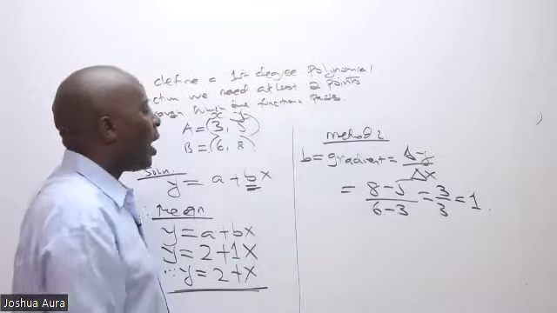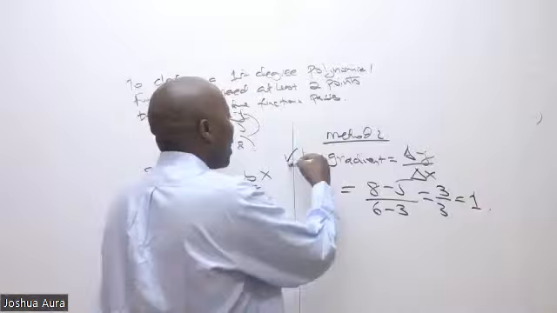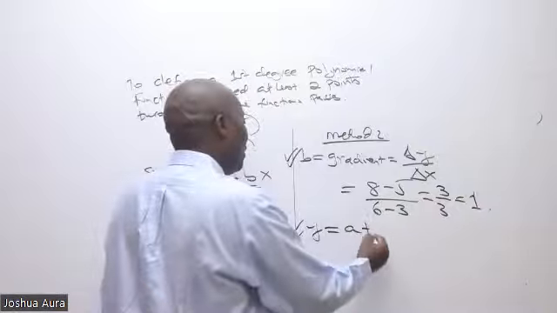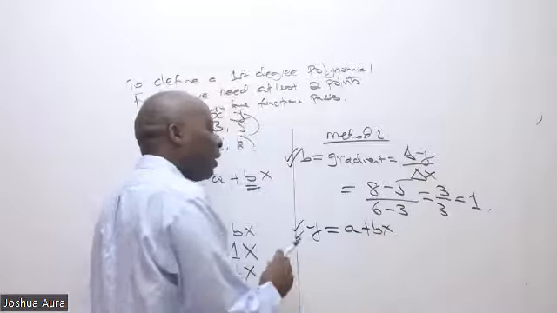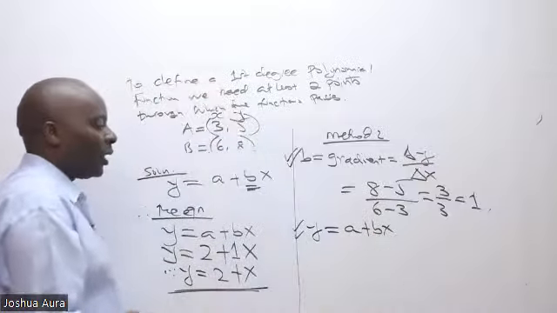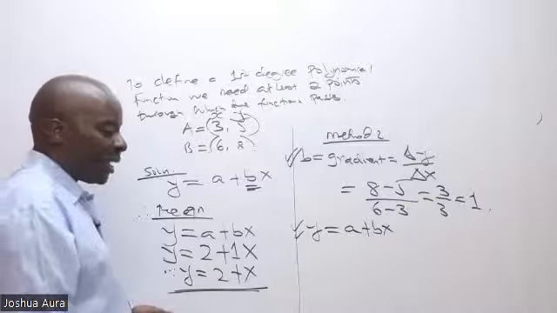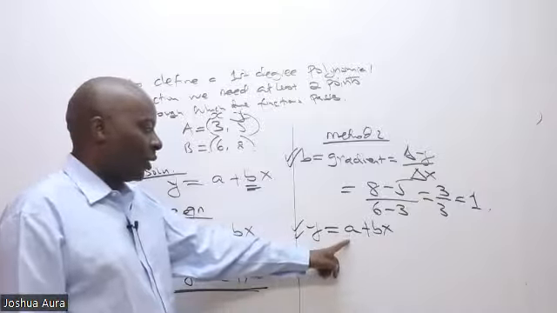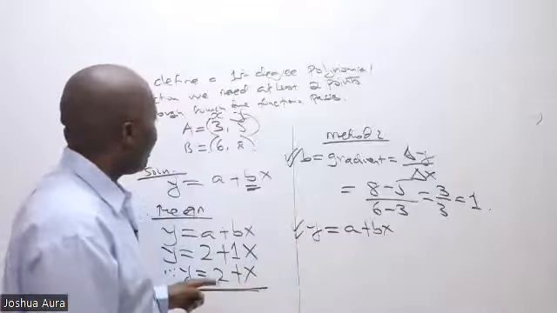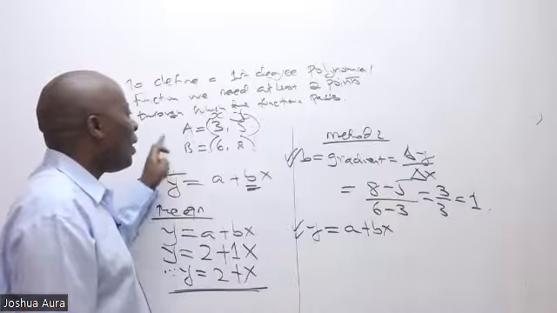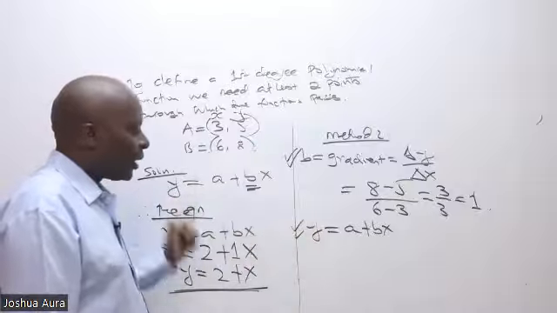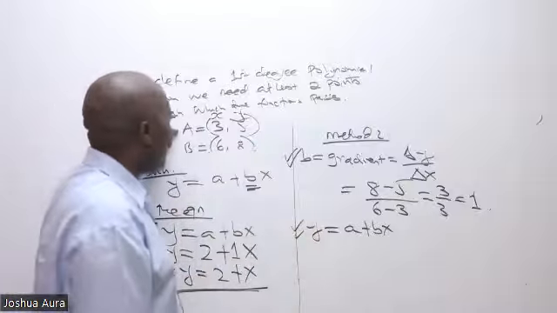After that, now to get the value of a, I'll use the general equation. I know that y equals a plus bx. Now I've got every other thing apart from a, this small a, the y coefficient. So what I'll do, ladies and gentlemen, is pick either a or b and plug the values here. Any will give me the same answers. In this case, I'll pick a.